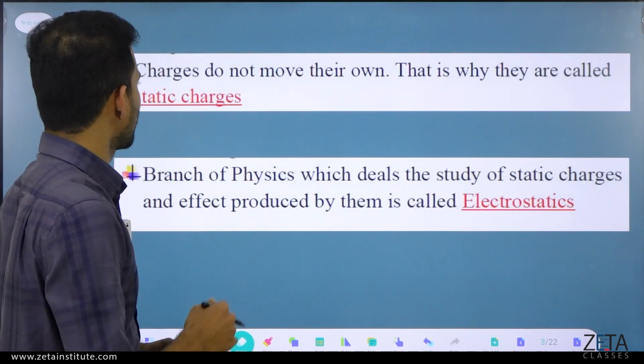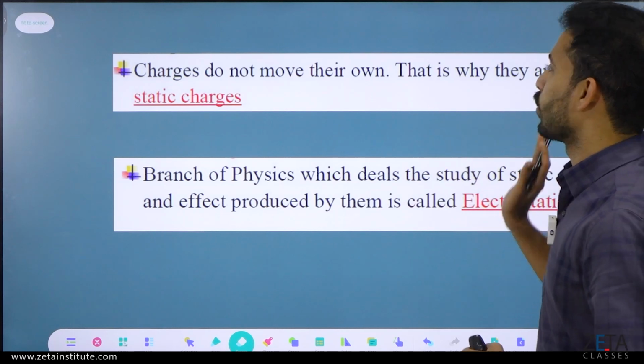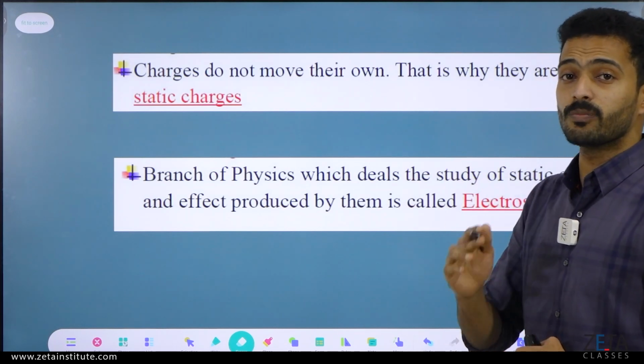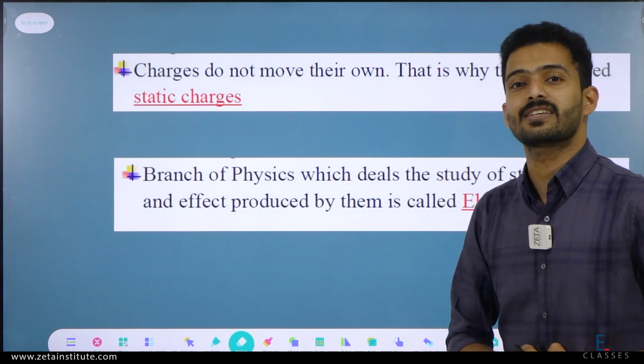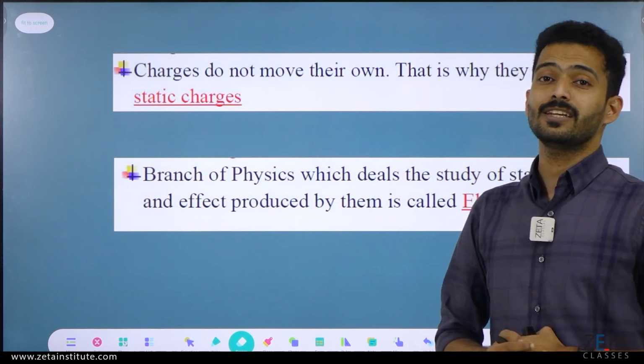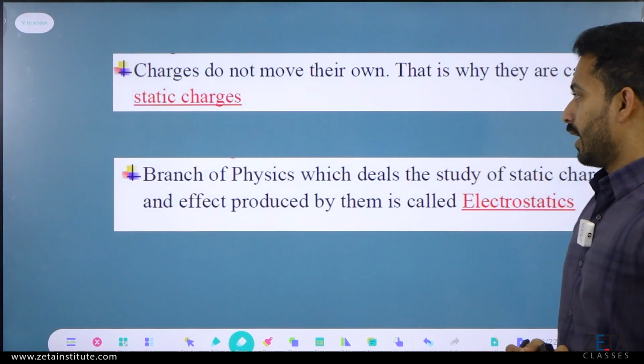In this chapter, we are discussing static charges. So what are static charges? Charges do not move on their own. That is why they are called static charges.